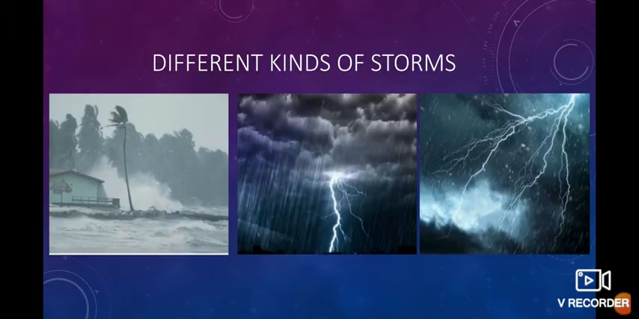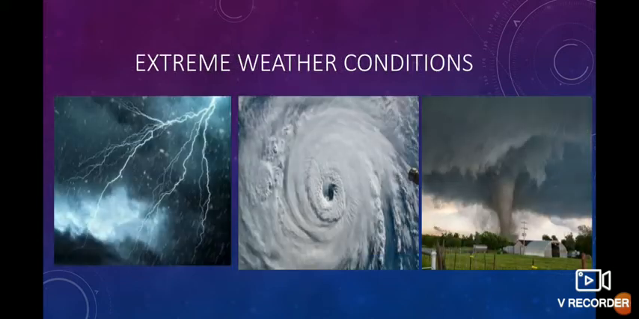So you can see different types of weather in this picture. On the extreme left, you see a windstorm. Then you see a rainstorm, and then you see a thunderstorm. So these are all bad weather conditions, but they may cause discomfort, but they do not cause too much damage. There are some extreme weather conditions which cause a lot of damage and even loss of lives.